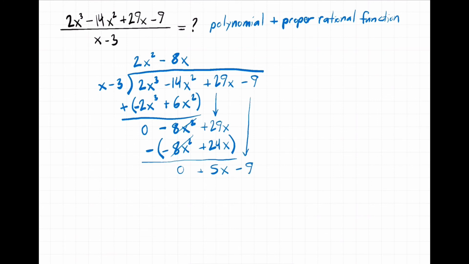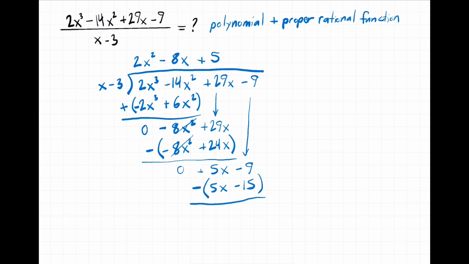And for the last time, let's ask, how many times does x go into our first remaining term here, which is 5x? Or what can I multiply by x to get 5x? Well, that's easy. I just multiply x by positive 5. So I'll put a plus 5 up top. And now again, let's multiply 5 by our entire divisor. 5 times x is 5x. And 5 times negative 3 is negative 15. And we are subtracting the entire expression, 5x minus 15, from 5x minus 9.